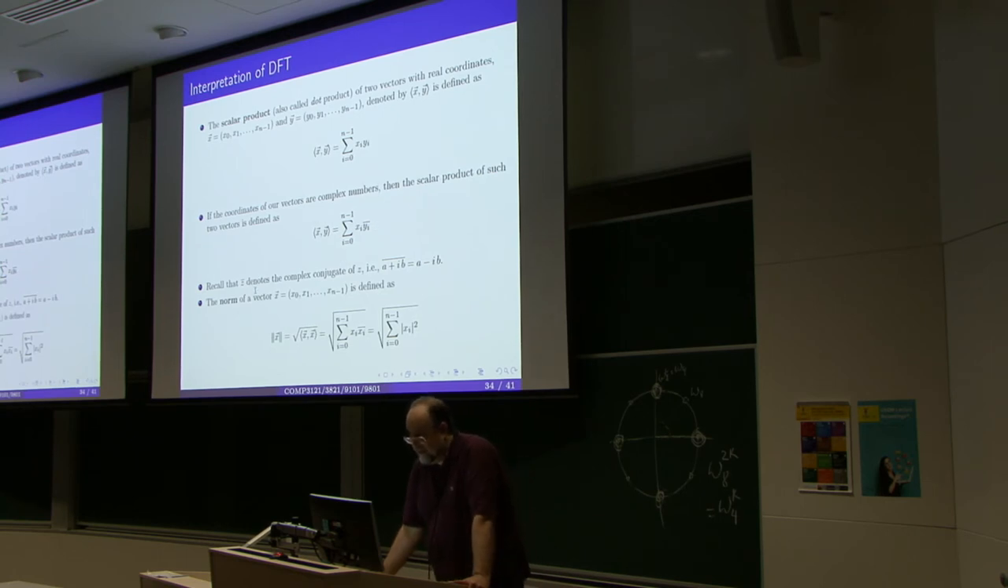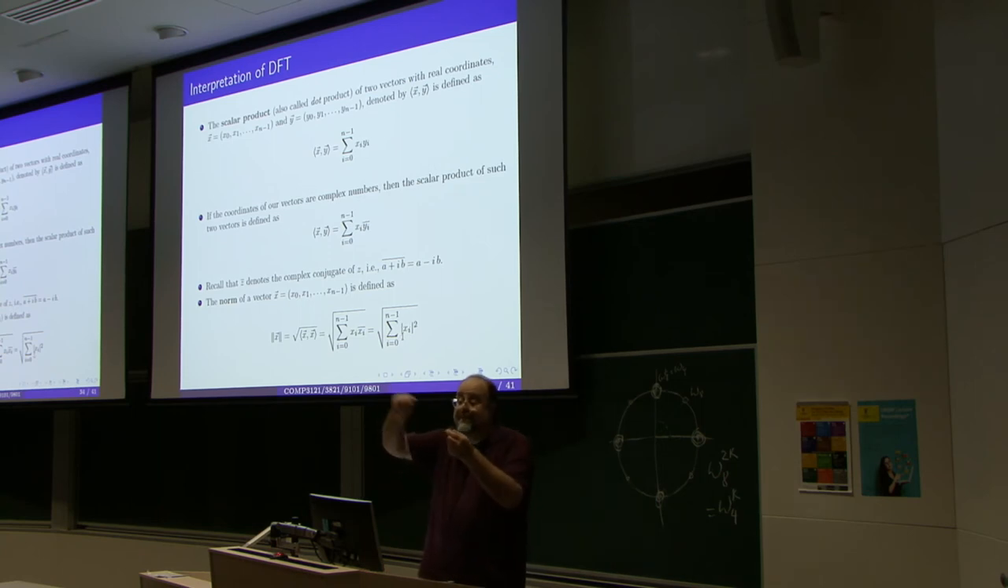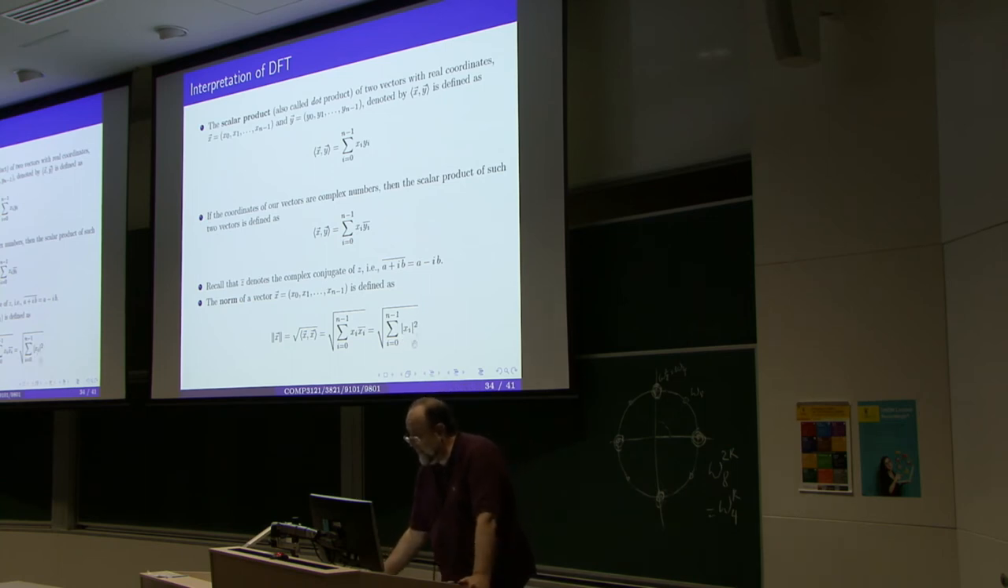Besides the scalar product, and we will see in a moment how to interpret it, we also have the important notion of a norm of a vector, which is defined simply as the square root of the scalar product of the vector by itself. So what is this? This is the square root of the sum of x_i times x_i conjugate. But the product of a complex number with its conjugate is precisely its squared length, its absolute value squared, which is the length of the vector from the origin to that number.